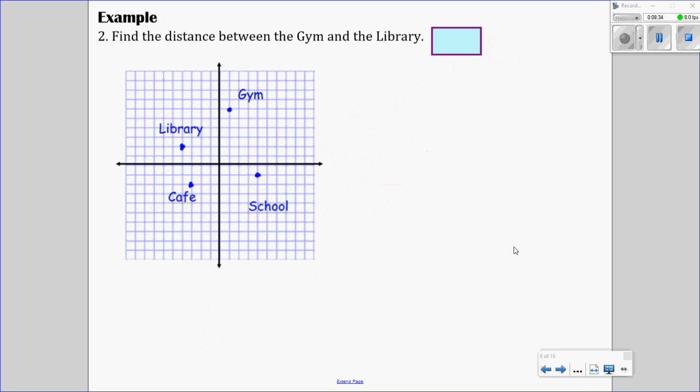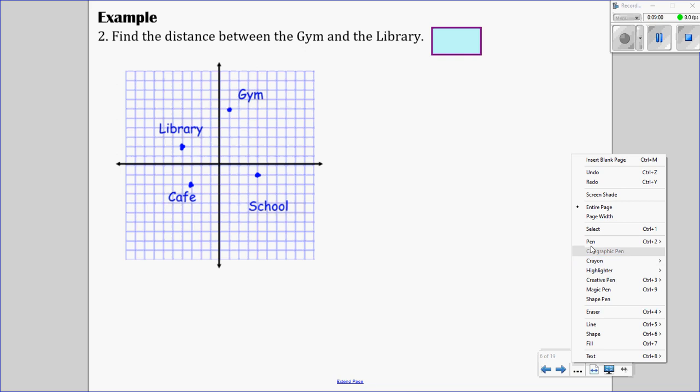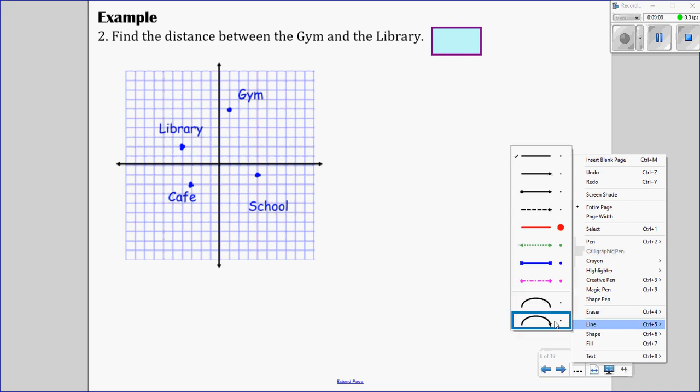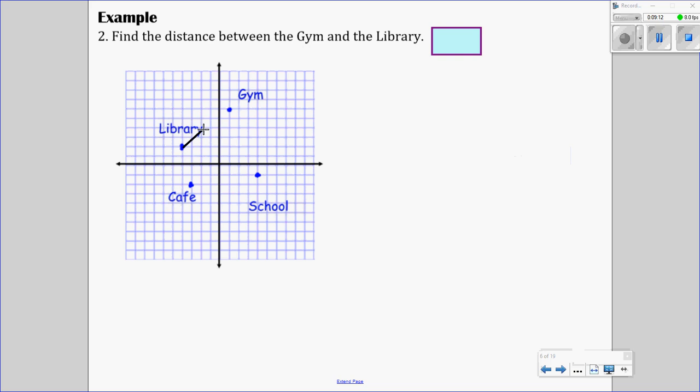All right. So now, you'll have examples where they give you 2 points and you have to find the distance and use the formula. But when they give you a graph, you could use the distance formula, but there's something else you could use. That's the Pythagorean Theorem, a squared plus b squared equals c squared, or if you put it in terms of c, c equals the square root of a squared plus b squared, in order to solve this. So for this one, they said to find the distance between the gym and the library. So we have the gym and the library, and I'm just going to put a line.